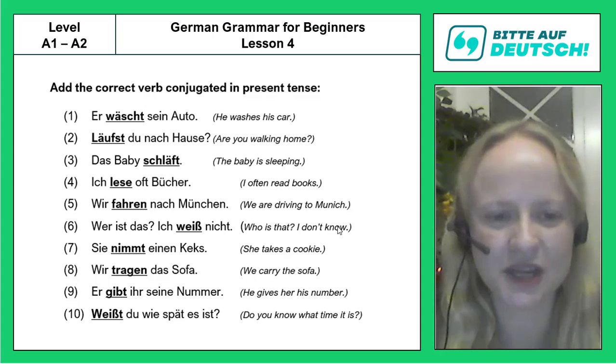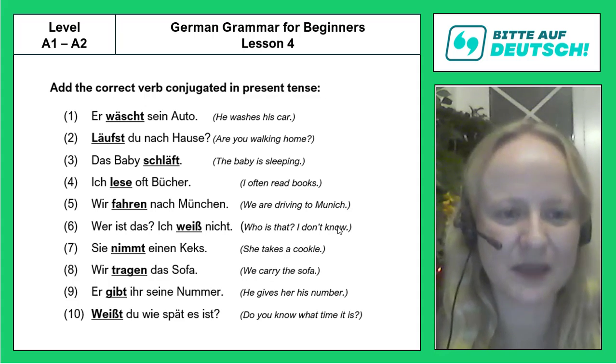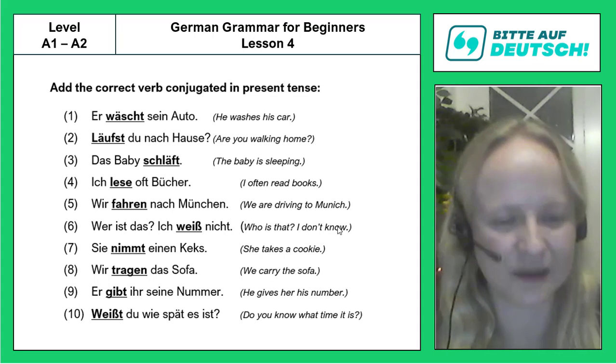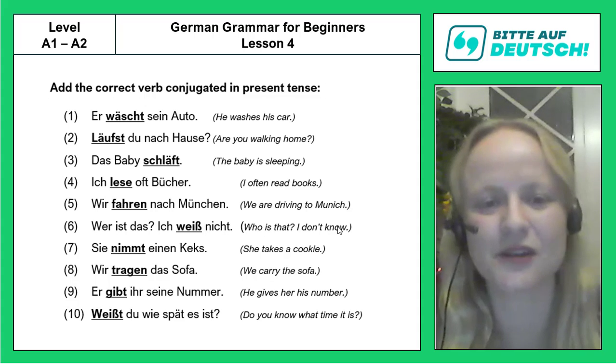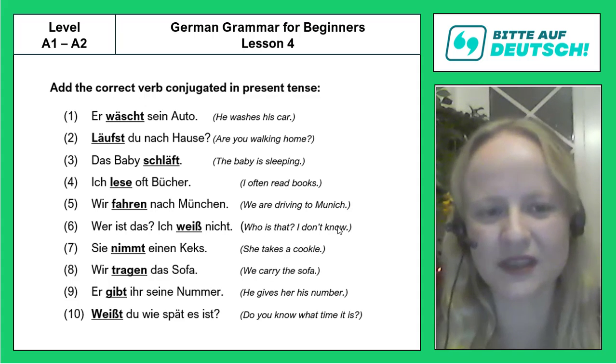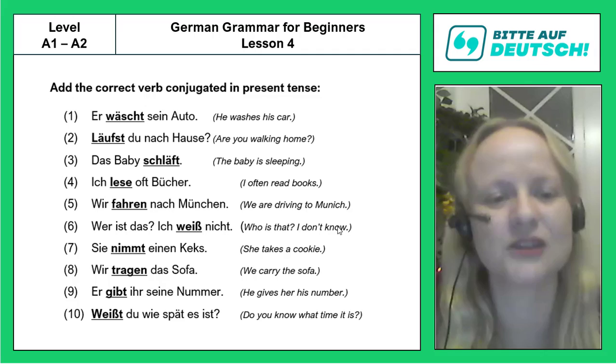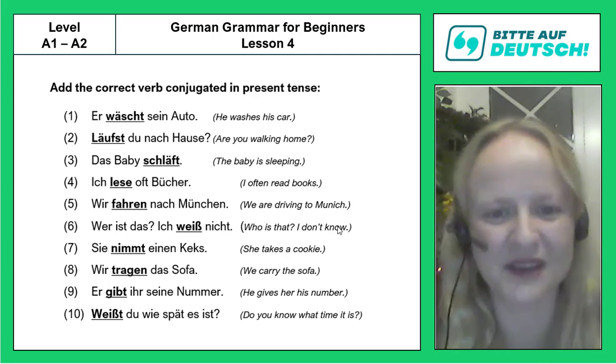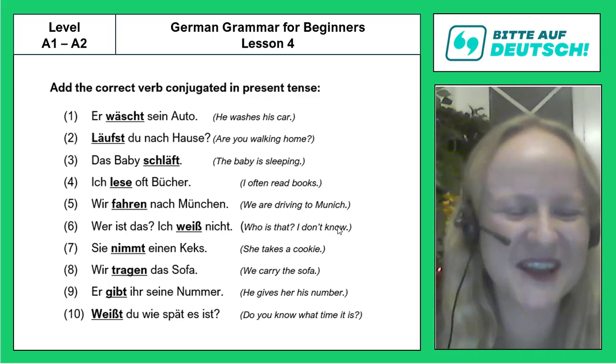Number 3. Das Baby schläft. The baby is sleeping. The infinitive of this verb is schlafen. So also here we have a stem change from a to ä for third person singular, meaning it or the baby, or he or she, depending on the gender.